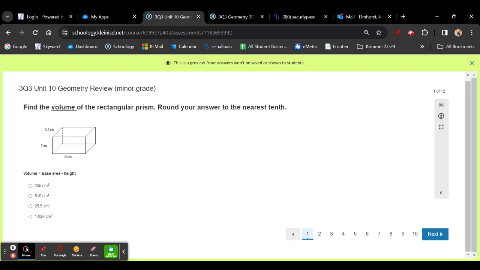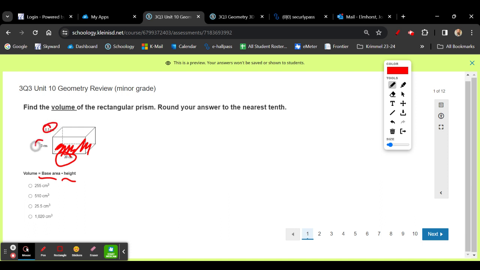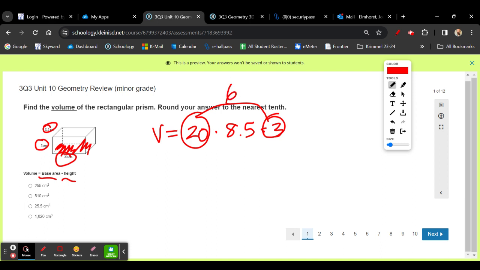The first one, we're looking for the volume of the rectangular prism. We're going to focus on base area times height. So the base area is going to be 20 times 8.5 and then times 3. So volume is going to be 20 times 8.5 times 3. So we could do 20 times 3 is 60, and then 60 times 8.5.